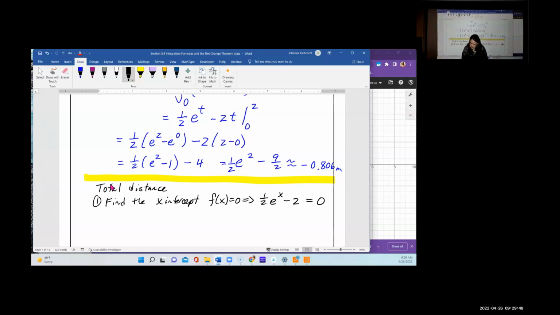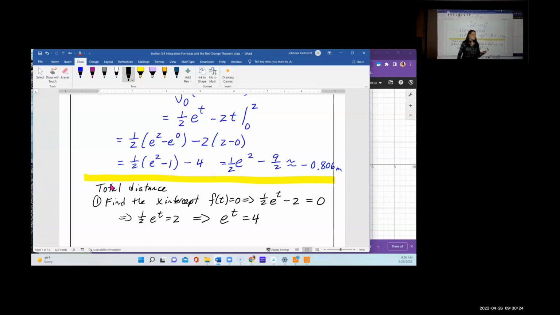Or I guess we were using t, so I should use t. All right, so 1/2 e to the t minus 2 equals 0. Move the 2 to the other side. So you get 1/2 e to the t equals 2. This is college algebra work with logarithms and exponentials, but it may have been a while, or maybe you don't remember this. Then you multiply both sides by 2. So you get e to the t equals 4.